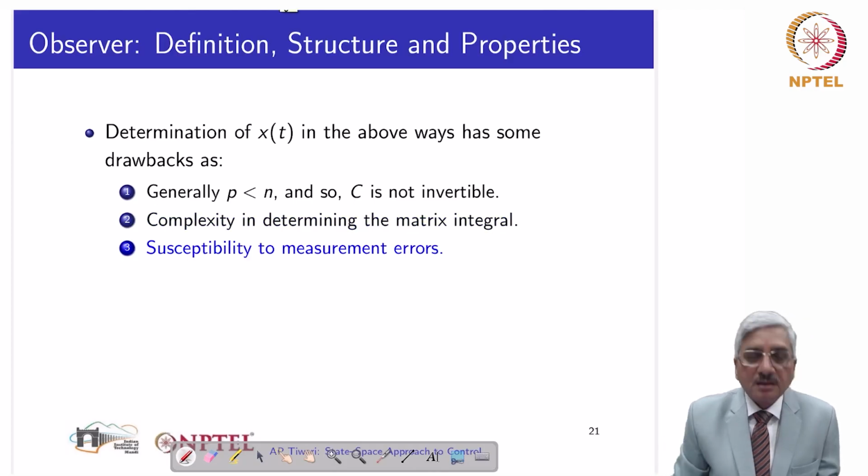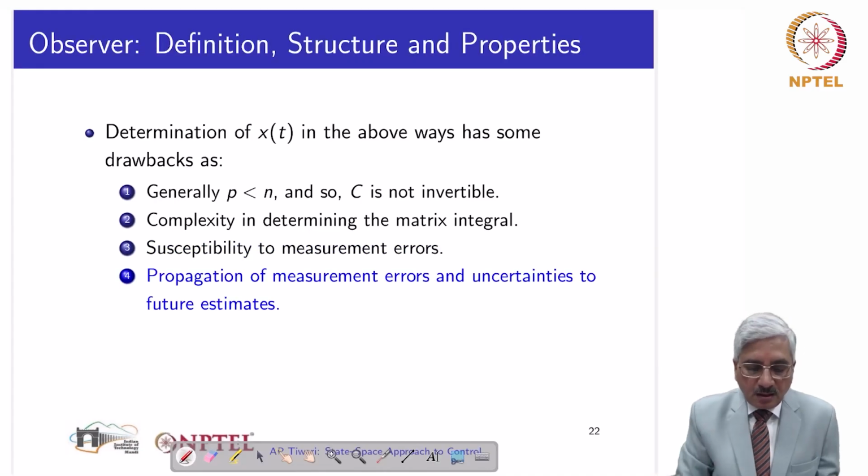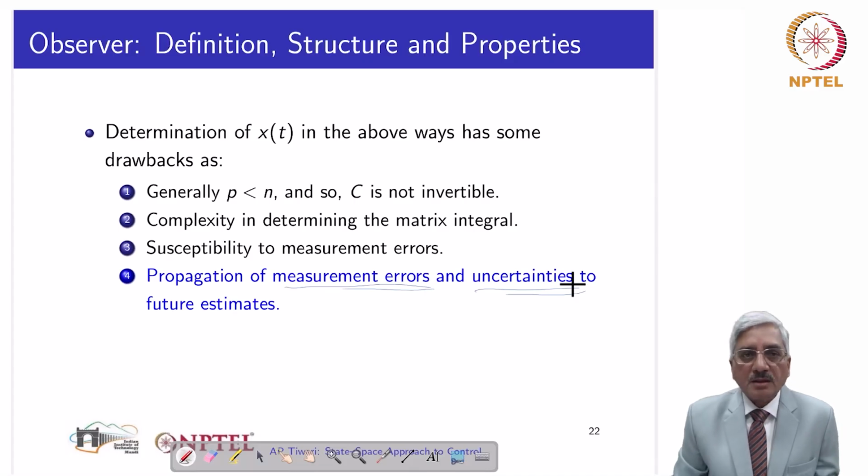Even if that is done, there will be susceptibility to measurement errors, and any measurement errors will propagate to future estimates of the states, and the uncertainties will also propagate to the future estimates. So these are the problems associated with determining the state of the system through the use of the observability Gramian and one initial condition which was determined.